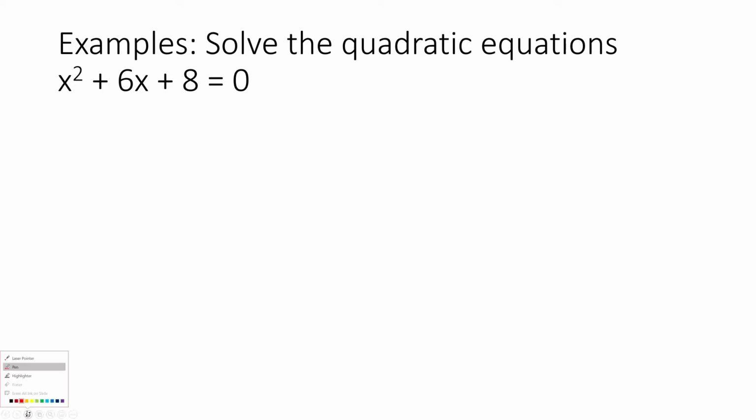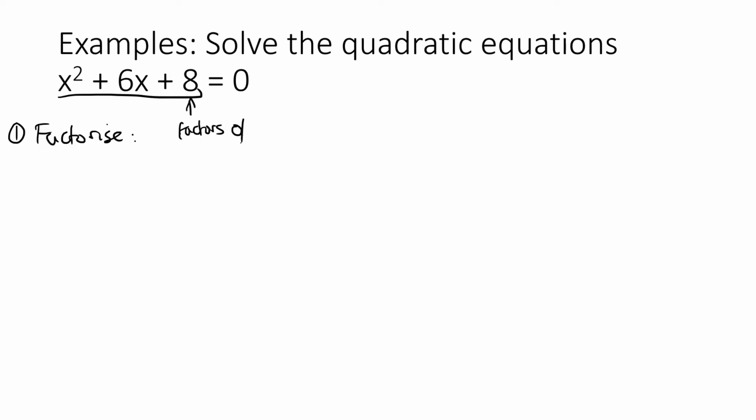So let's go through this example. First thing, we're going to factorize this quadratic over here. To do that, what are the factors of 8? You usually find factors of the number at the end. So let's say factors of 8. You can have 8 times 1, 4 times 2, and then that's it. So then you have the factors now.